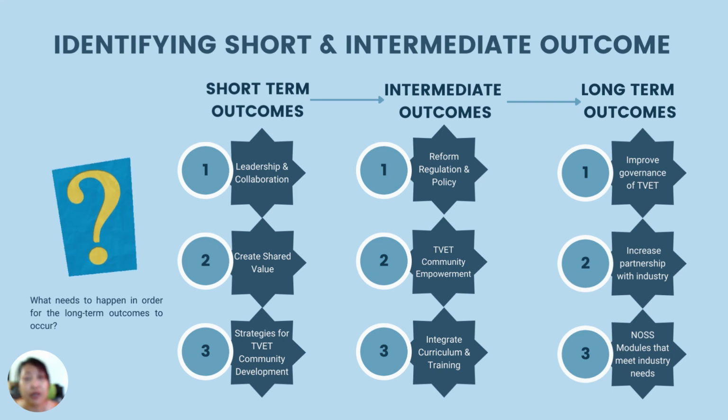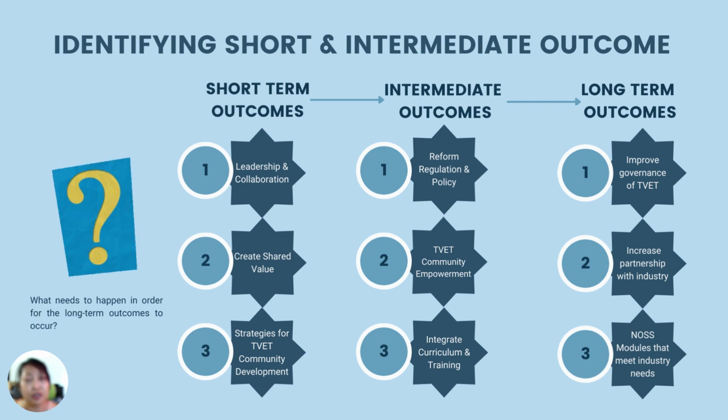Then we can look at the short-term outcomes. These are the outcomes that must happen before the intermediate outcomes can occur. Changes in knowledge, feelings, attitudes, perceptions, and understanding are reflected in short-term outcomes. These changes are anticipated to occur prior to changes in behaviors, skills, and abilities.